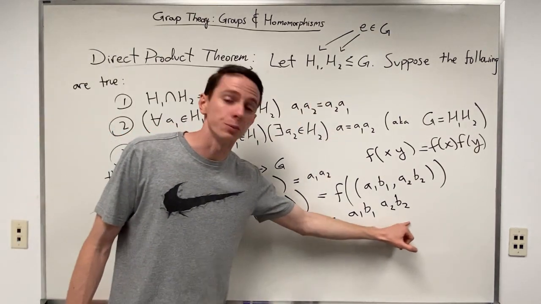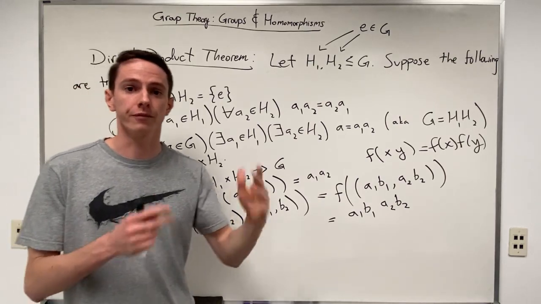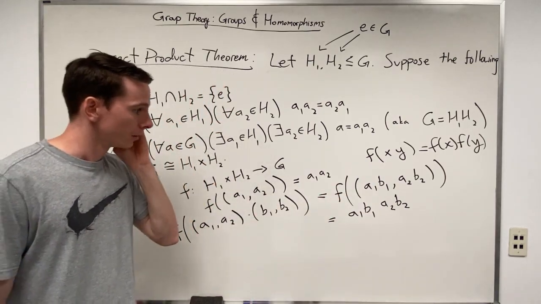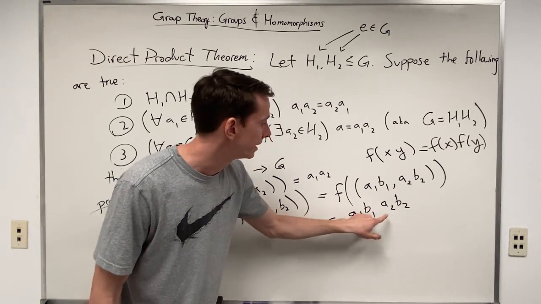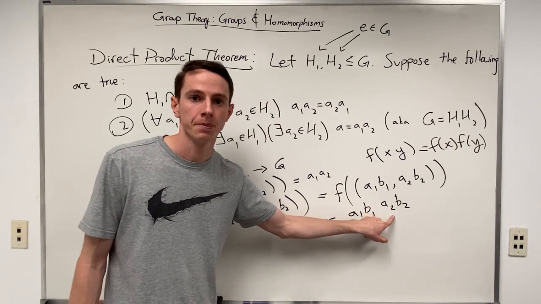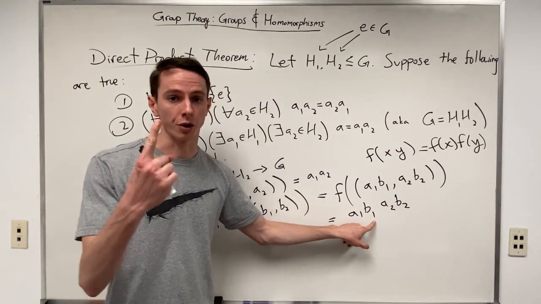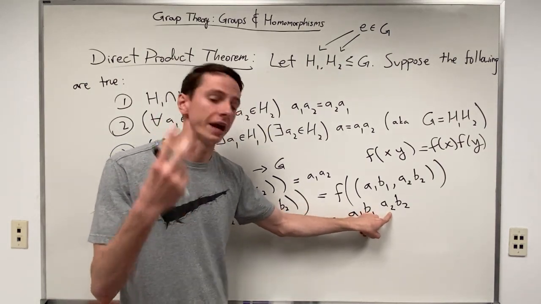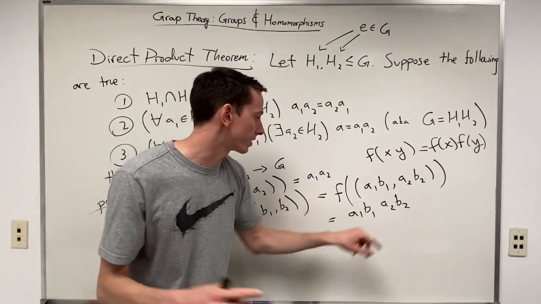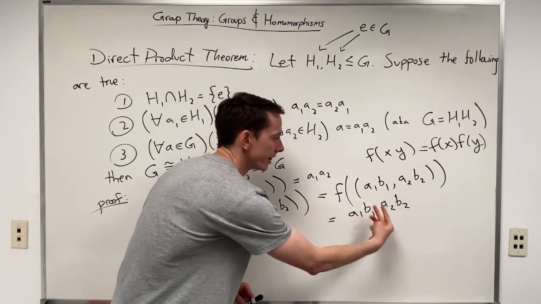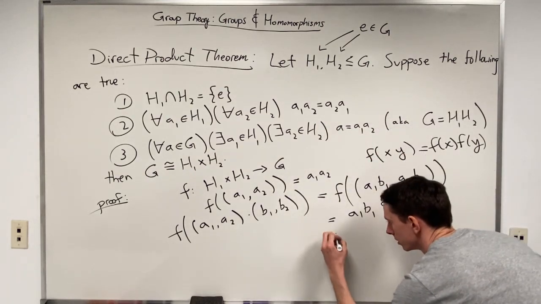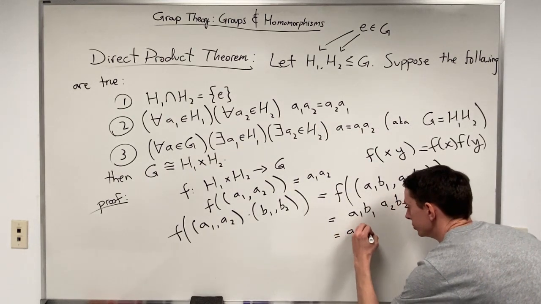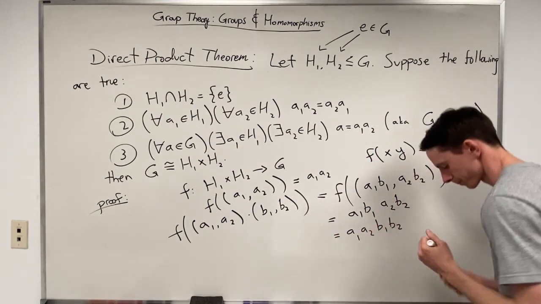What we have right here is a product of elements from the various subgroups. But specifically right here, we see that b1 and a2 are next to each other. b1 is from H1, a2 is from H2. So because these are from different subgroups, they can commute with each other. So we can rewrite this as a1 a2 b1 b2.